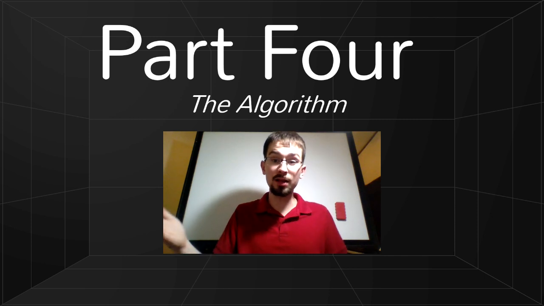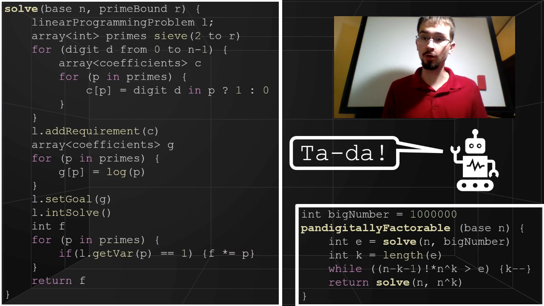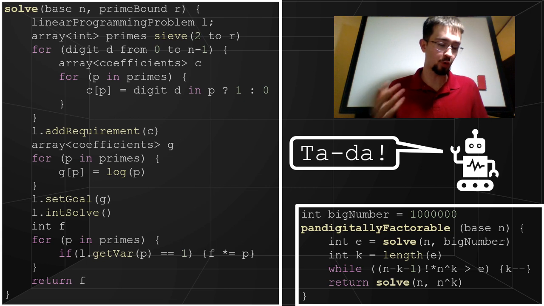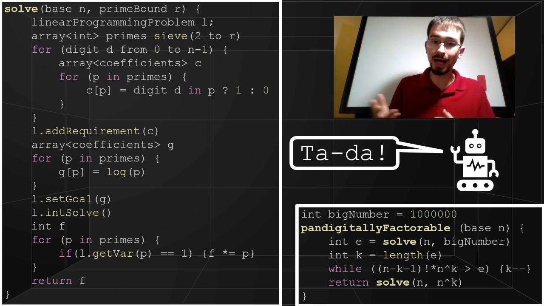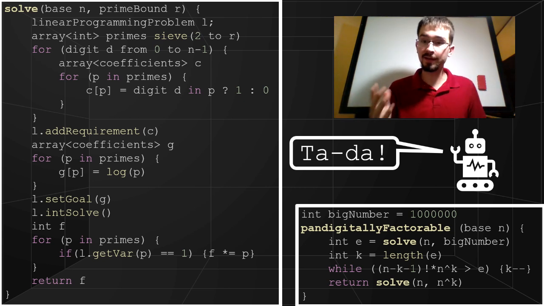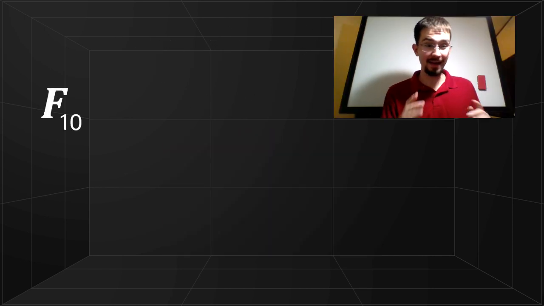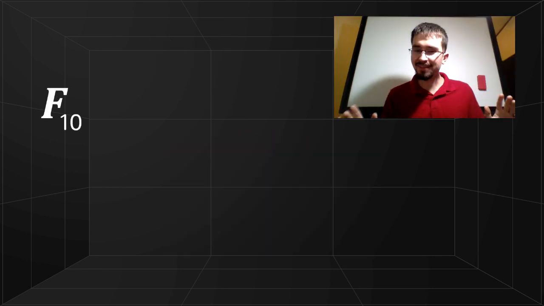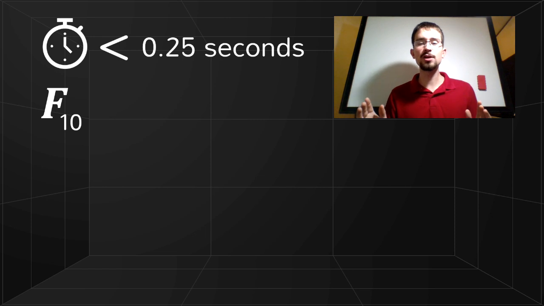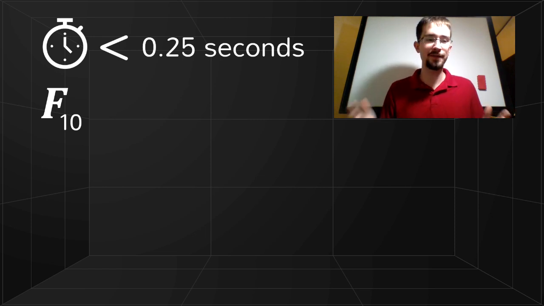Finally, we have our algorithm. Here it is in pseudocode. We find primes, set up requirements and a goal, then let the linear algebra solver do the rest. This here will find the smallest pan-digitally factorable number in a given base. Coolio. As advertised, this algorithm is blazingly fast. In fact, it can calculate F10 in less than a quarter of a second.